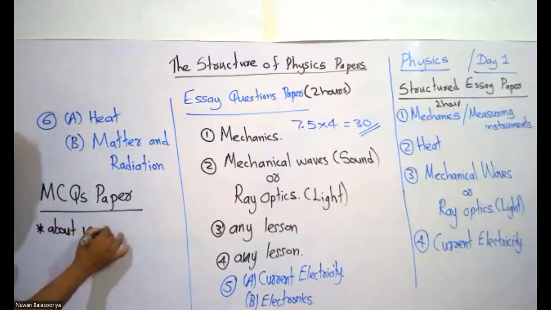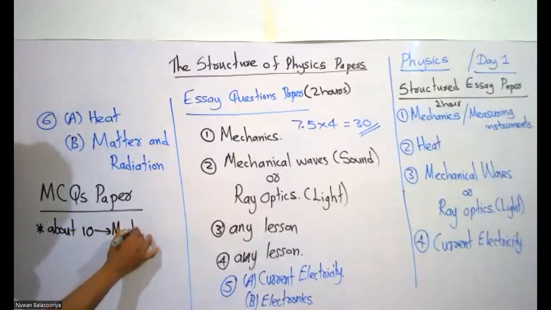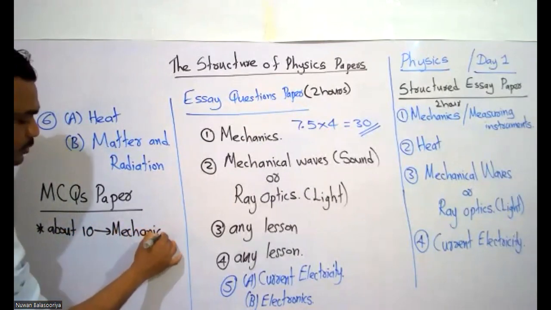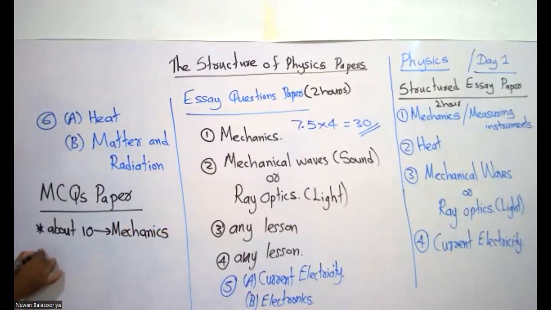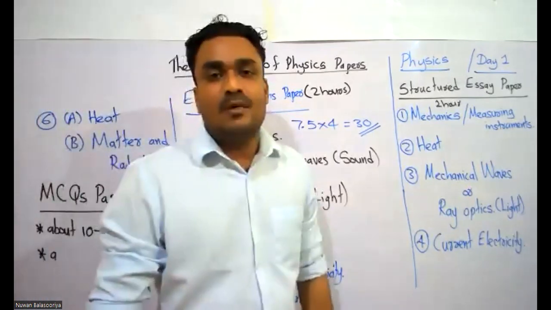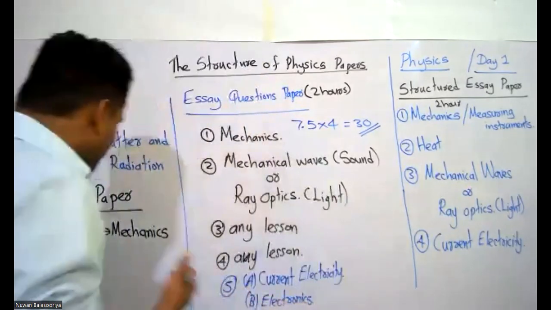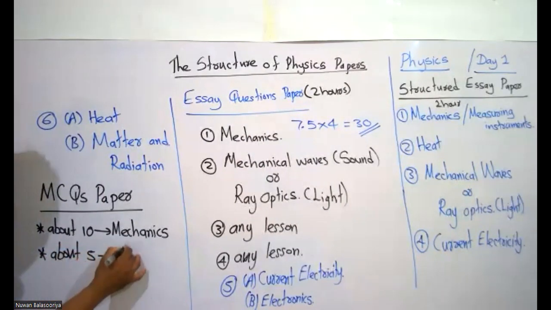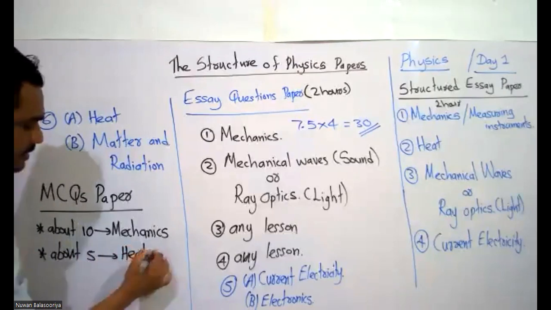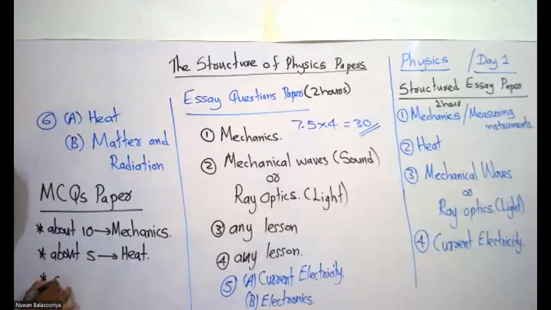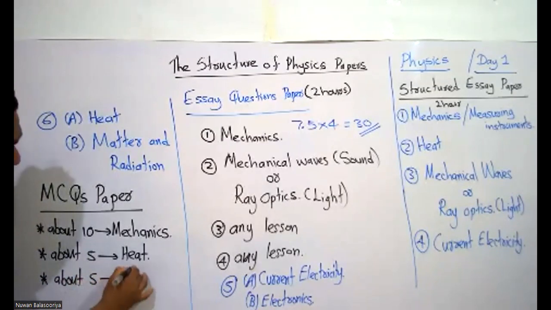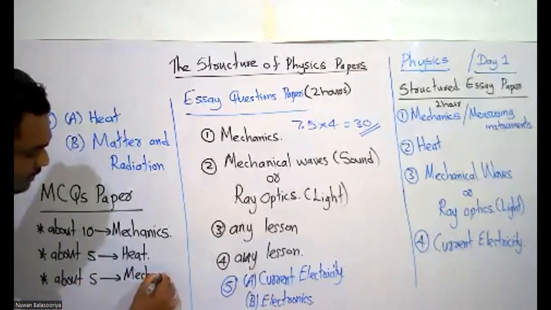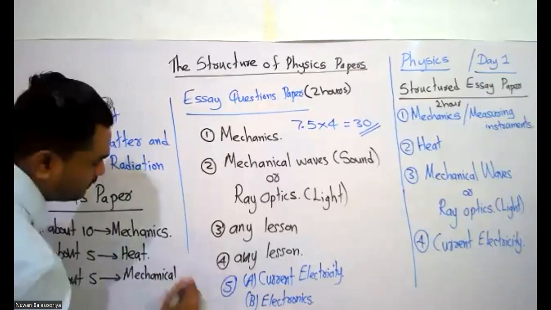About 10 questions are given from the mechanics lesson. About means normally more than 10. That's the meaning of about. Actually, I should write more than 10. Right? So about 5 questions are given from the thermal physics heat lesson. About 5 questions are given from mechanical waves.